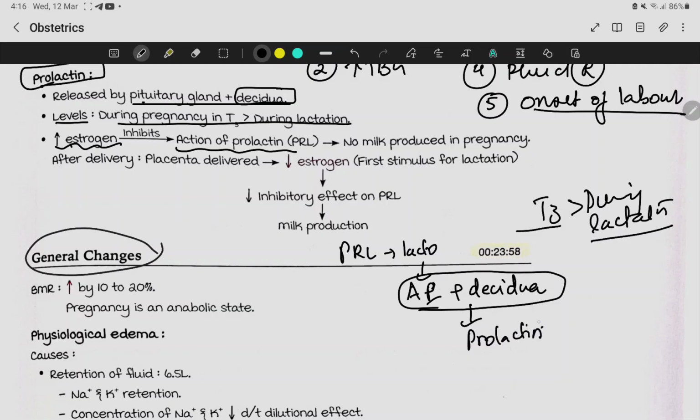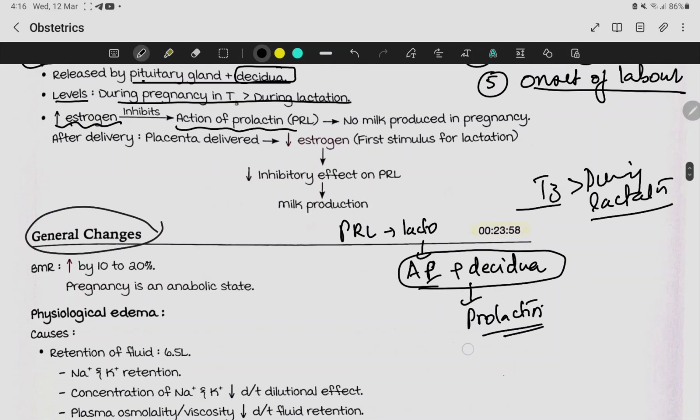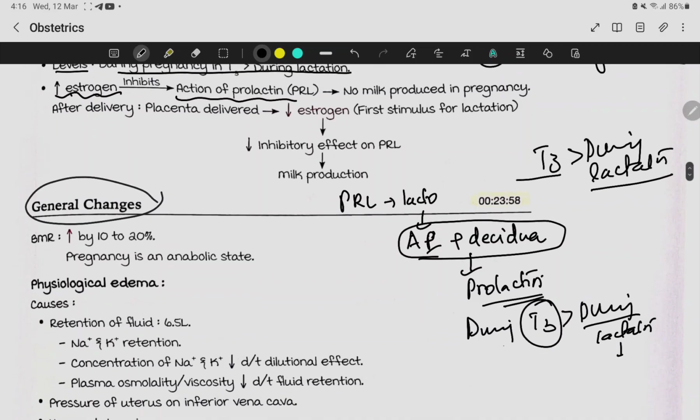Now during pregnancy, especially during the third trimester and during lactation, prolactin will be high. Lactation is one of the places where prolactin will be high, as well as the third trimester, where it starts becoming high. But increased estrogen is the one which inhibits the prolactin action. So during the entire pregnancy, milk is not produced, not ejected. Sorry, oxytocin is responsible for ejection of the milk, whereas prolactin is for production, right? So milk is not produced during pregnancy.